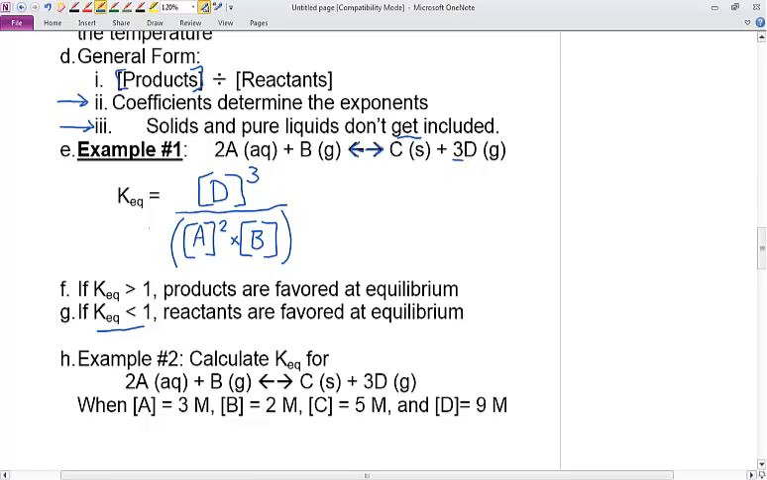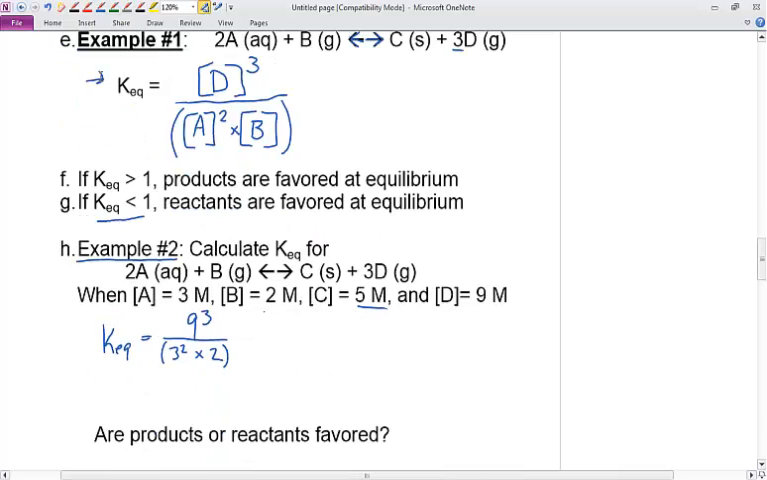So let's do a little calculation with that. Consider the same reaction. This is example 2. Same reaction as an A, so this is our formula for KEQ. We want to calculate the value when these are our concentrations. So what you'll say is KEQ equals D to the third. D is 9, so D cubed, times the quantity A, which is 3 squared, times B, which is 2. Notice that I deceptively gave you a concentration of C, which is invalid because C is a solid and can't really have a concentration.